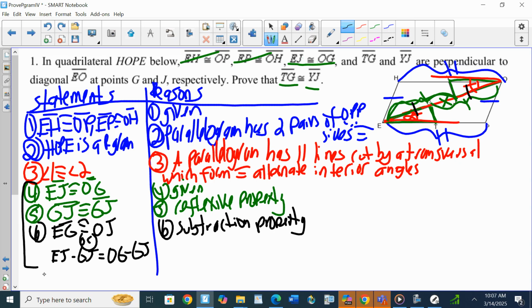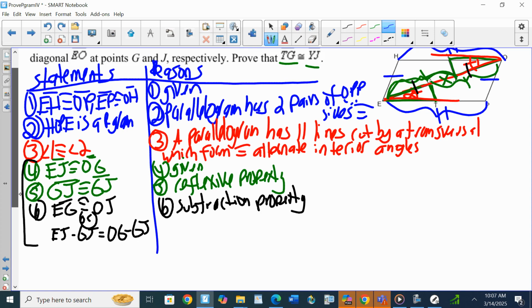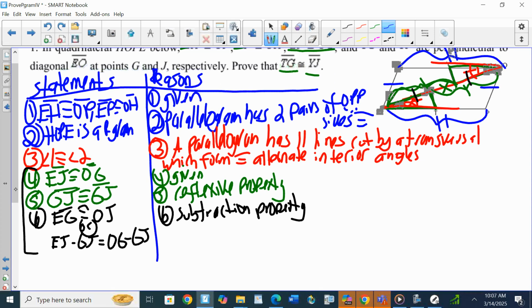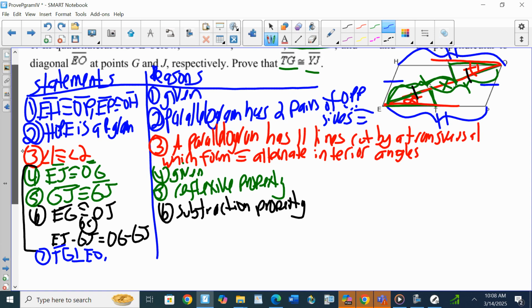It says that TG and YJ are perpendicular to diagonal EO. So I'm going to write, let's go back to blue here. This thing just takes up a lot of space. So I got TG and YJ. TG is perpendicular to EO. And I've got YJ perpendicular to EO. Given.